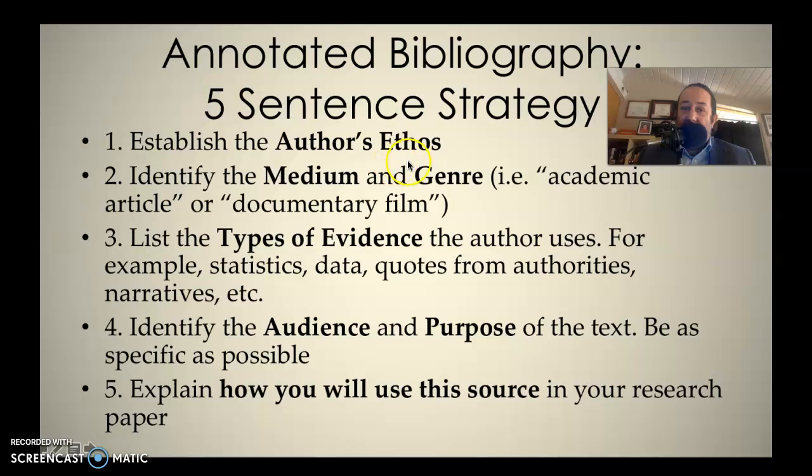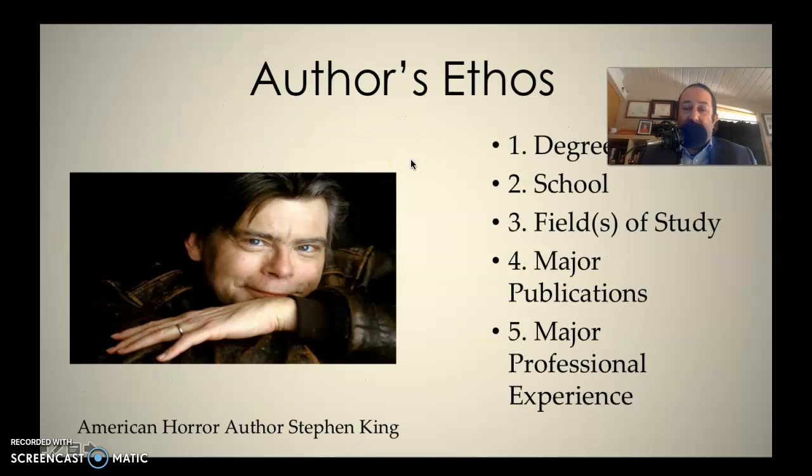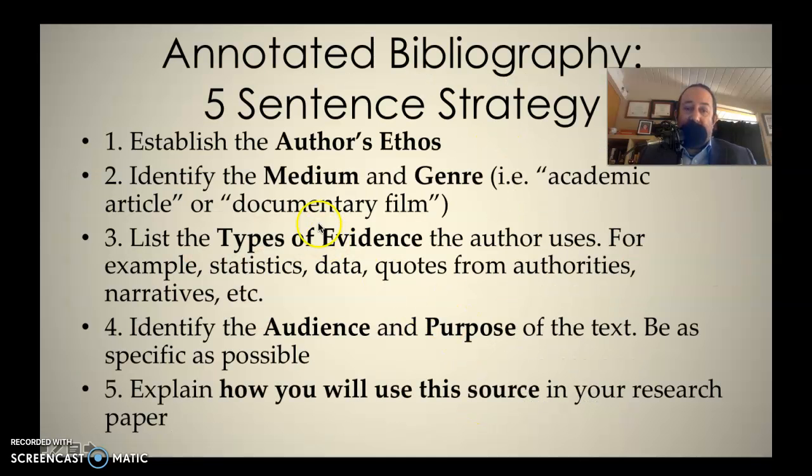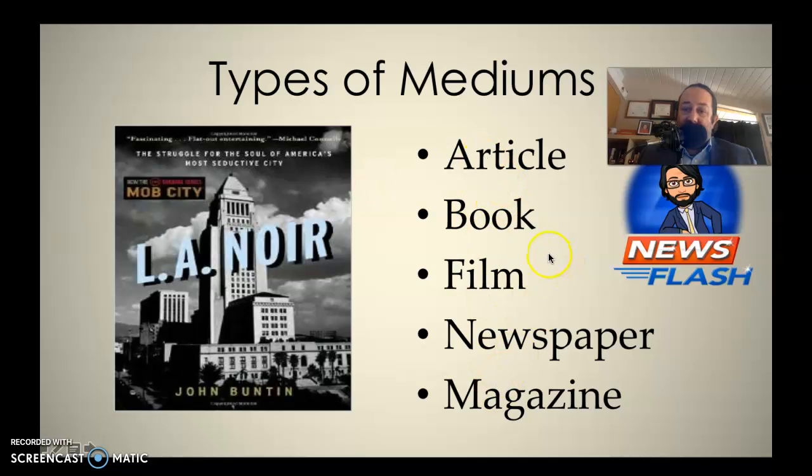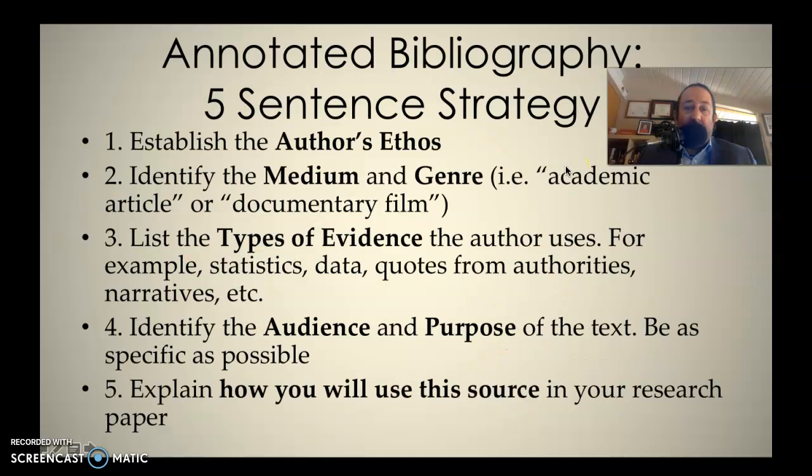So if you want to know what ethos means, ethos is credibility. You want to establish the author's credibility, and it gives you a 5-step process in order to do that. Identifying the medium is pretty self-explanatory. You're just saying, what type of text is this? Is it a newspaper? Is it an academic article? Genre just clarifies that down a little bit further.